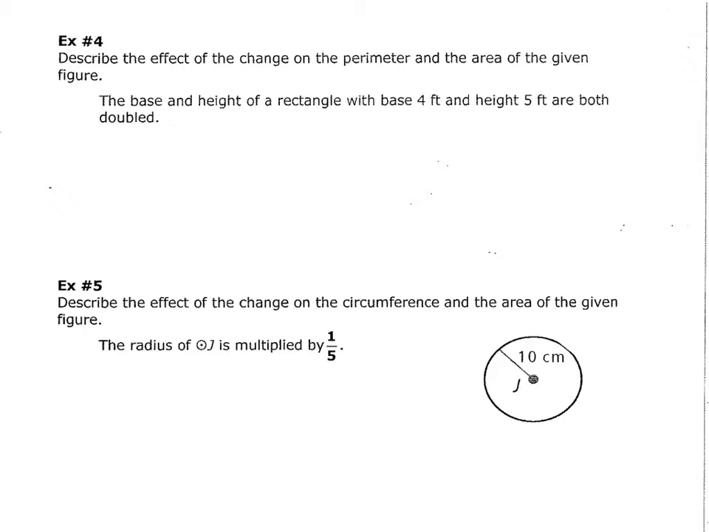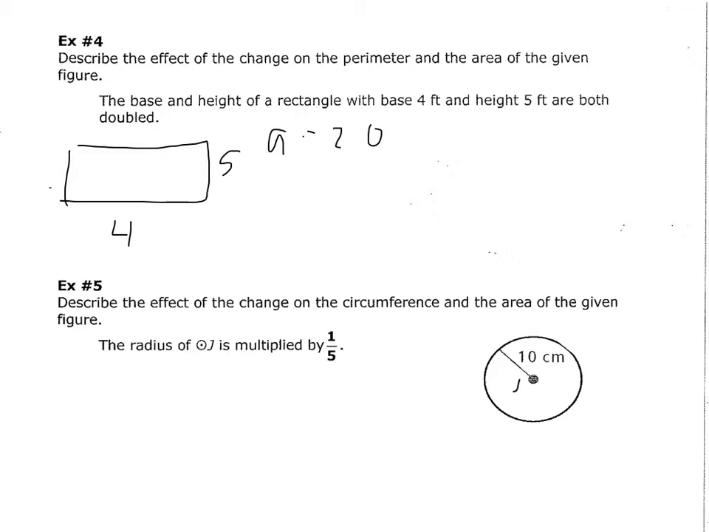Okay, we got a couple more examples. This time, it says the base and height of a rectangle with base 4 feet and height 5 feet are both doubled. Okay, so let's draw our rectangle. We know that rectangle has a base of 4 feet and a height of 5 feet. Sorry for the scale. It's awful. Okay, but just go with it. Okay, so your area is 5 times 4. Okay, so it's 20.